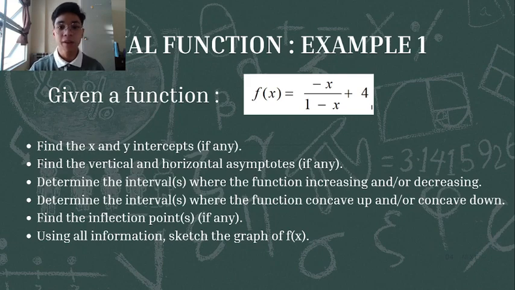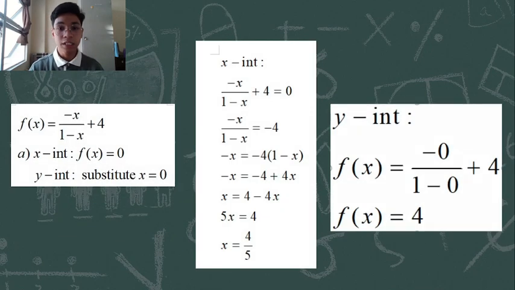And in this question, it asks us, given a function f(x) equals negative x over 1 minus x plus 4. And as you can see, the equation is similar to the polynomial function. So as for the first question, it asks us to find the x and y intercept. You can solve it as usual.